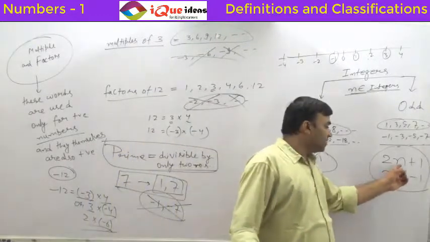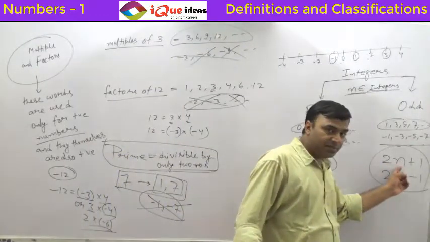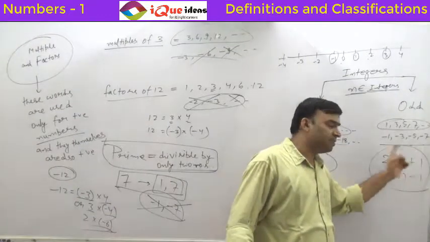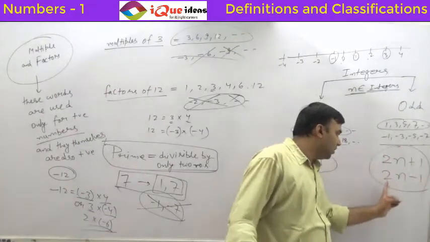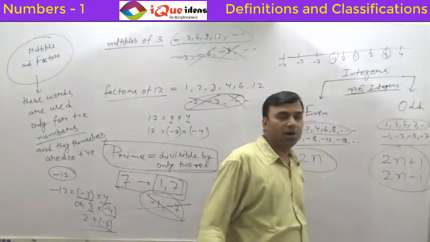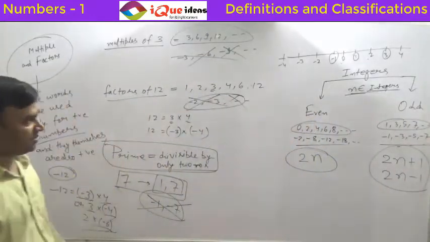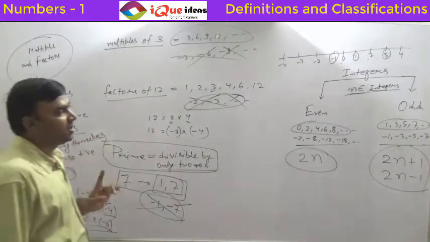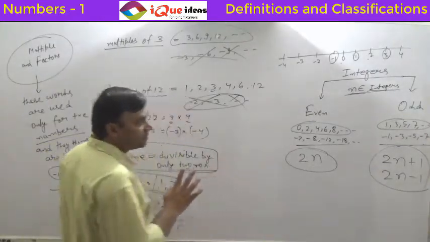If you put n equal to minus 4, so 2 into minus 4 is minus 8 plus 7, plus 1, that is minus 7, that is an odd number. 2 into minus 4, that is minus 8, minus 1, that is minus 9, which is an odd number. Okay, just remember this. So integers can also be divided into 2 parts like this, even numbers and odd numbers.